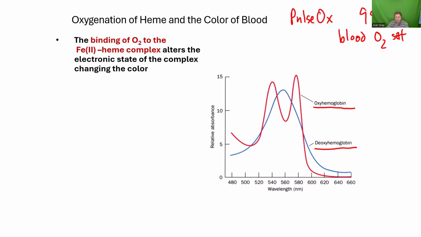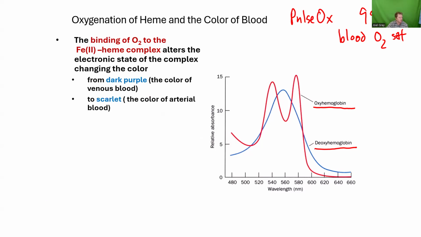You want your blood O2 saturation to be 95% or above. If it's below that, then you might be facing a not grim circumstance, but you might have to get some supplemental oxygen. Now, the binding of the O2 to this alters the electronic state of the complex, which results in the color change. The dark purple is reserved for your venous blood, and the scarlet pigment or red is for your arterial blood.